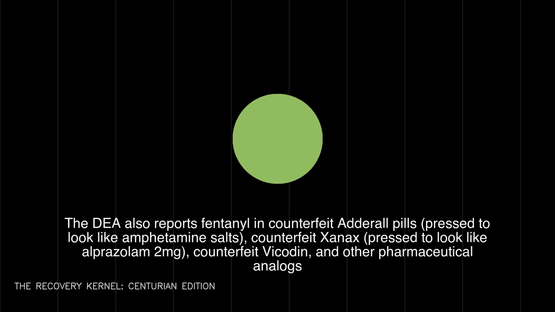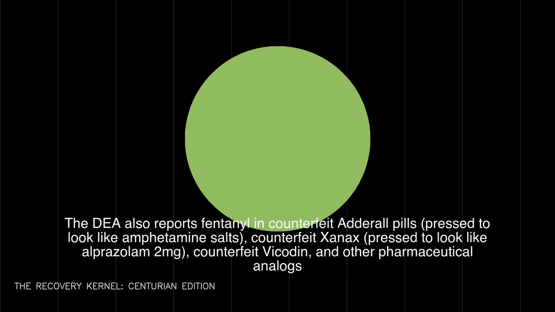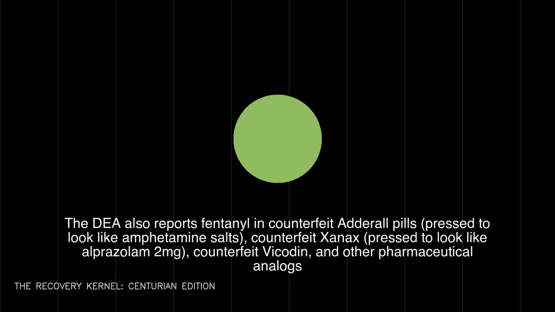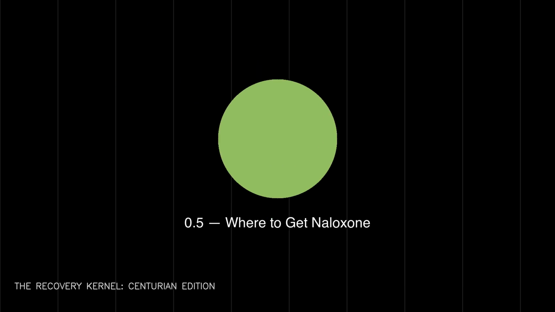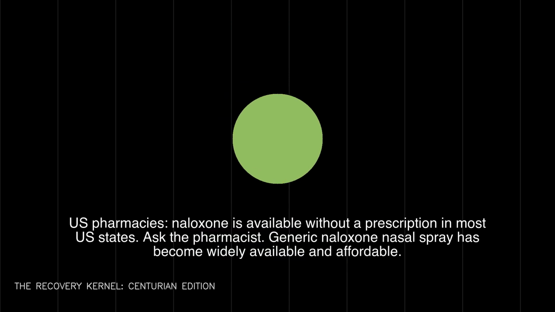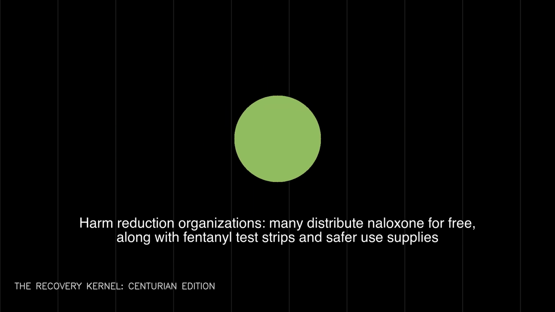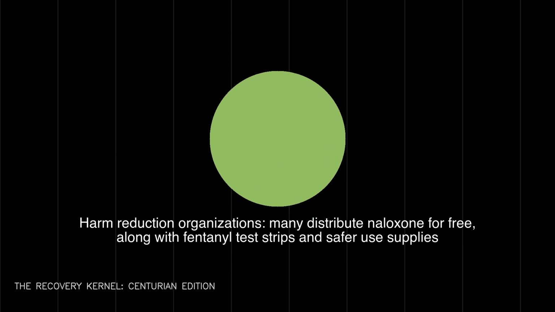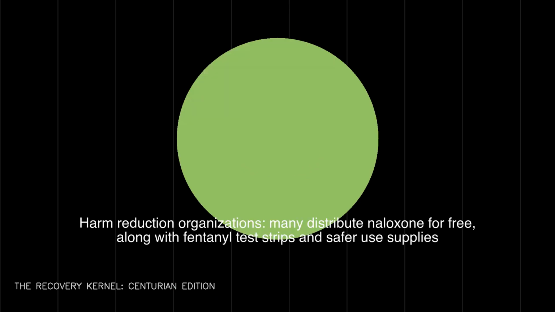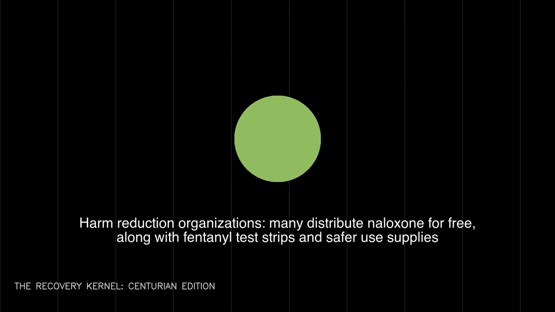0.5. Where to get naloxone. U.S. pharmacies: naloxone is available without a prescription in most U.S. states. Ask the pharmacist. Generic naloxone nasal spray has become widely available and affordable. Harm reduction organizations: many distribute naloxone for free, along with fentanyl test strips and safer use supplies. NextDistro: nextdistro.org, mail-order naloxone distribution to eligible states.